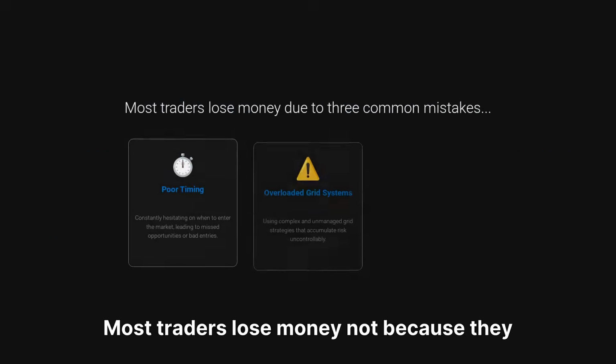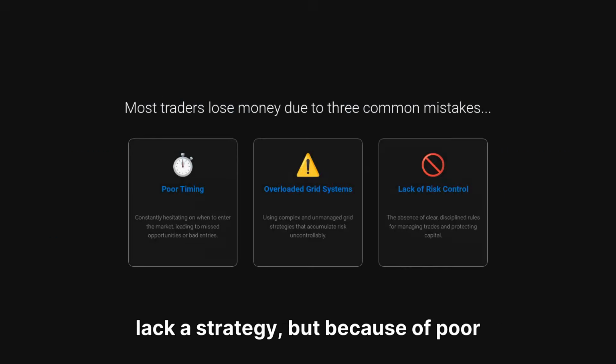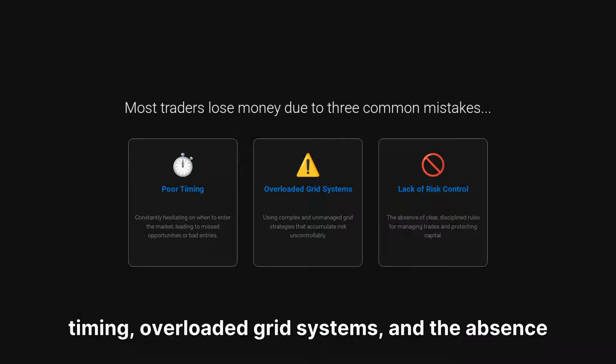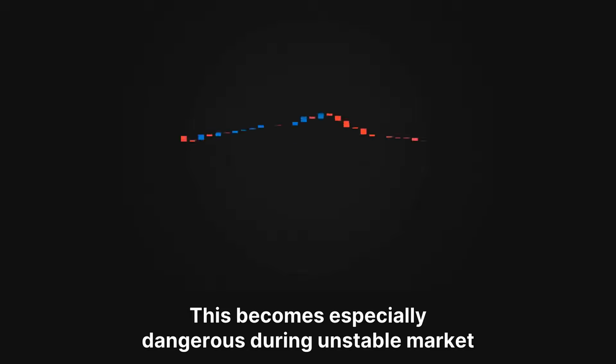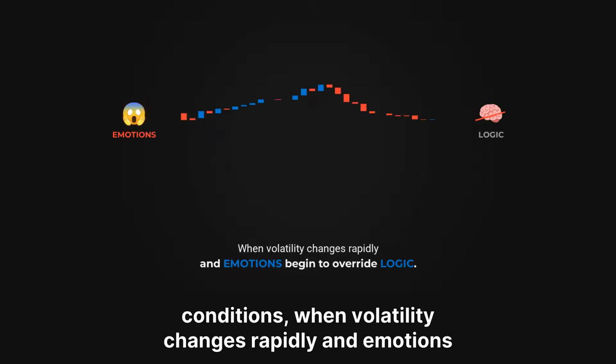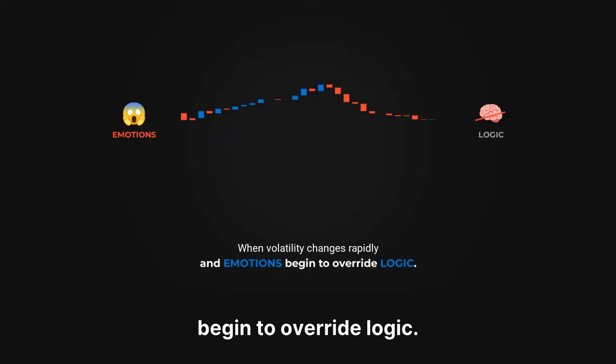Most traders lose money not because they lack a strategy, but because of poor timing, overloaded grid systems, and the absence of clear and disciplined risk control. This becomes especially dangerous during unstable market conditions, when volatility changes rapidly and emotions begin to override logic.